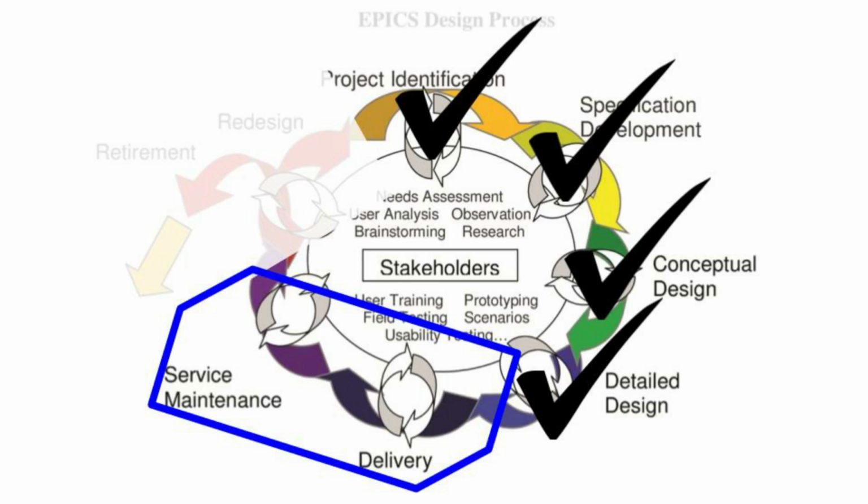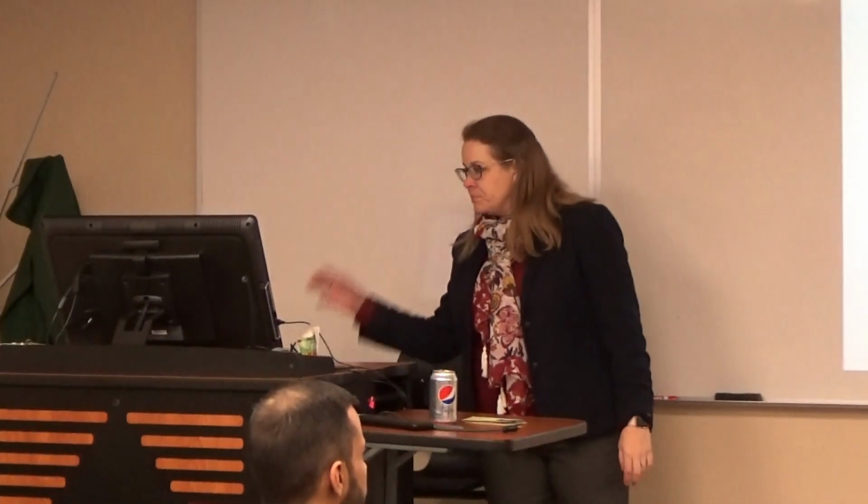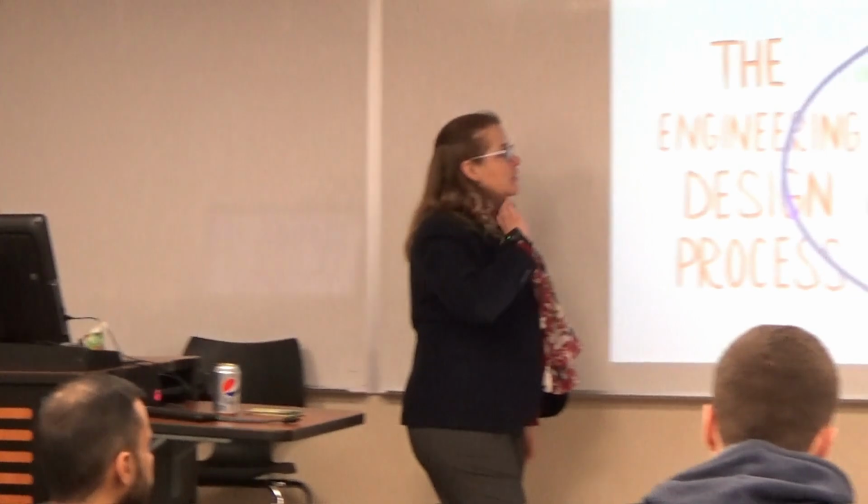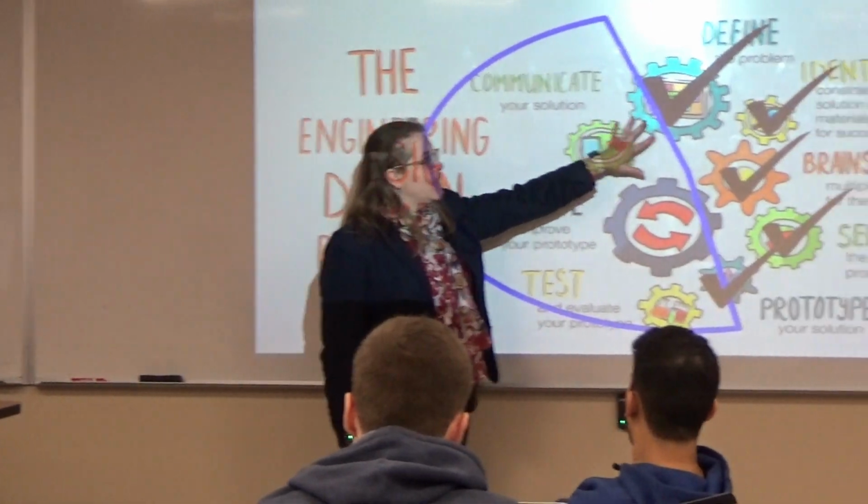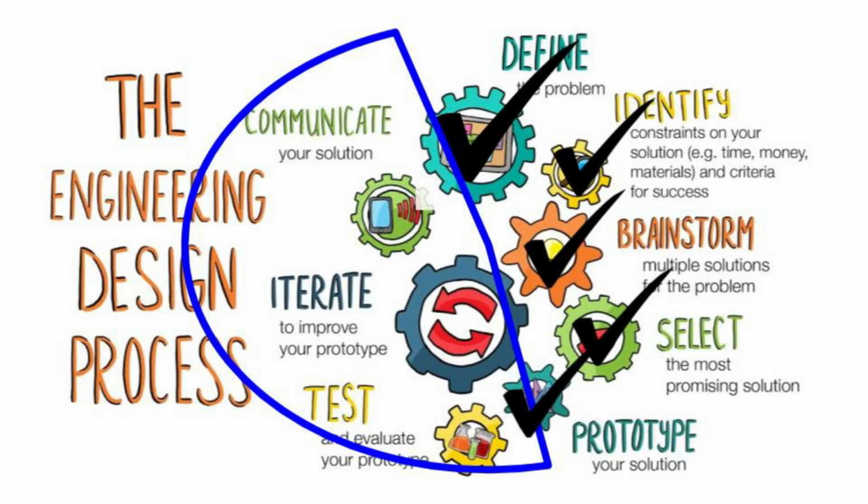Then conceptual design, where you brainstorm ideas and do your decision matrix. Detailed design, where you're coming up with drawings, bill of materials, and that kind of stuff. And now we're going to talk about the delivery and service and maintenance phases. Or looking at this model, we did define, identify, brainstorm, select, and prototype. And now we're working on testing, iterate, and communicate.